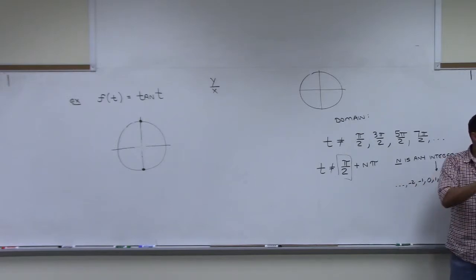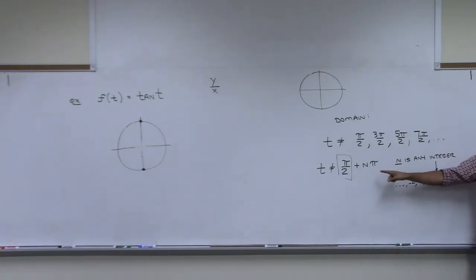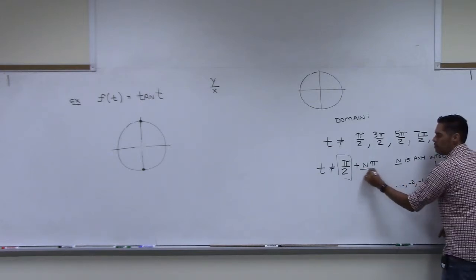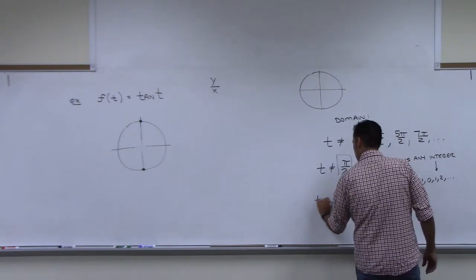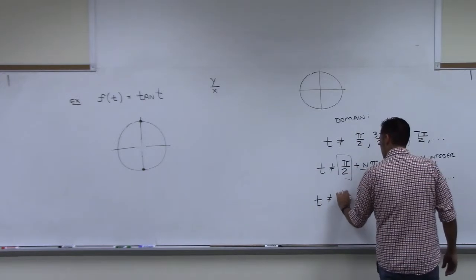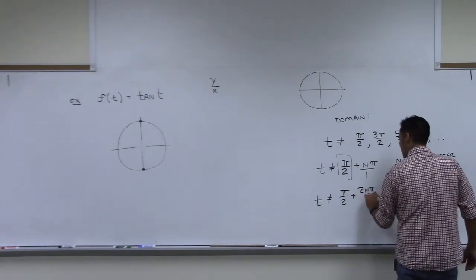Now, someone had said odd, right? Okay, so I'm going to do something here. I'm going to get a common denominator for this. So everyone see that that's over 1? Common denominator would be 2, wouldn't it? Okay, so if I say t cannot be pi over 2 plus 2n pi over 2.